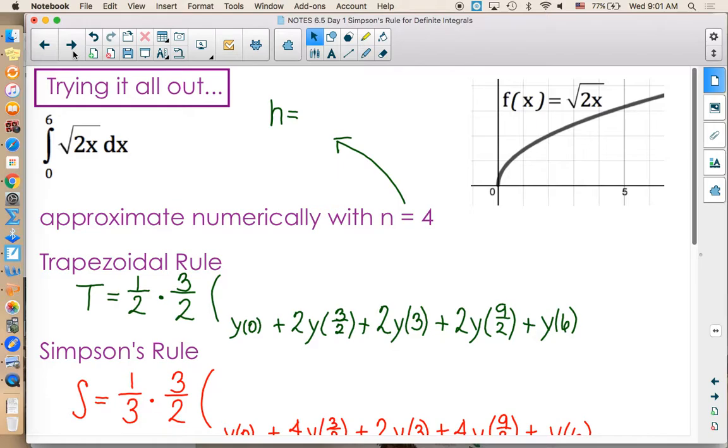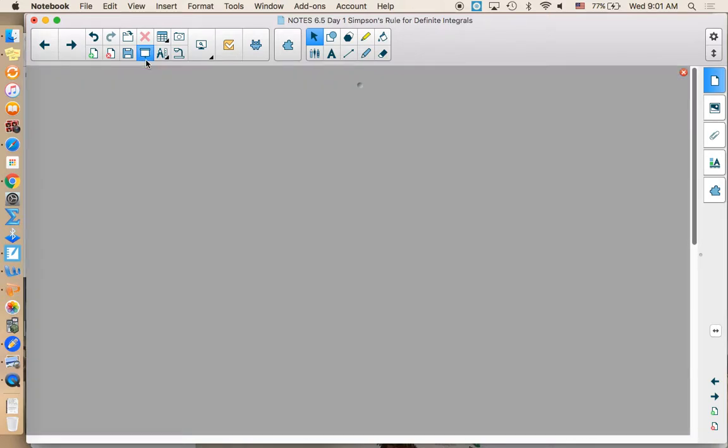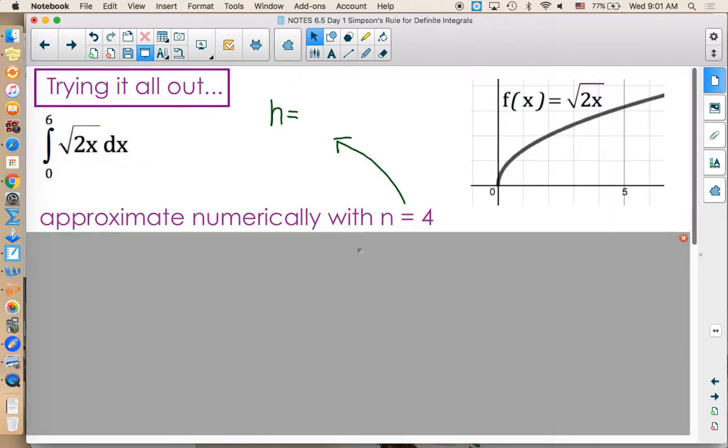We're going to try it by trapezoid rule first, see what we get. Then we'll go back and we'll try it by Simpson's rule and see what we get. And then we'll make a comparison to the exact. So the integral that we're looking for is the integral from 0 to 6 of the function square root of 2x. We're just going to start, because we're doing this by hand, with only 4 subintervals.